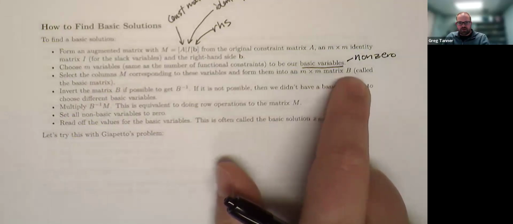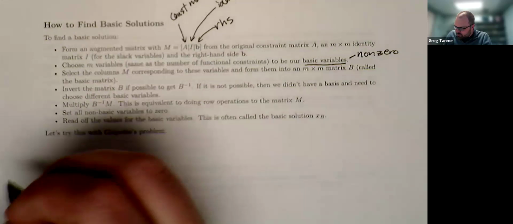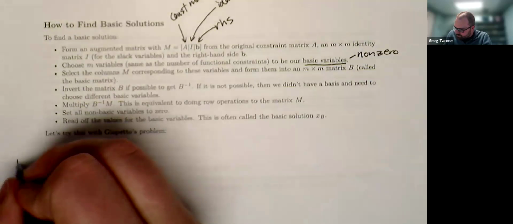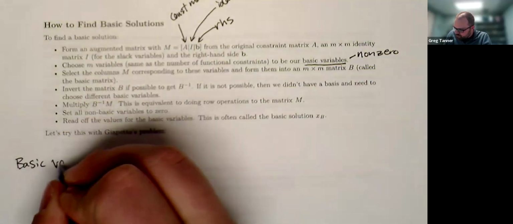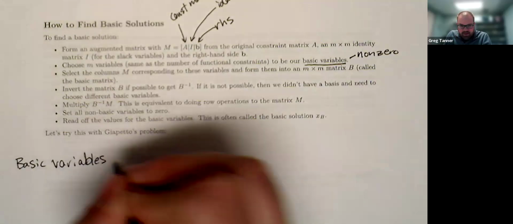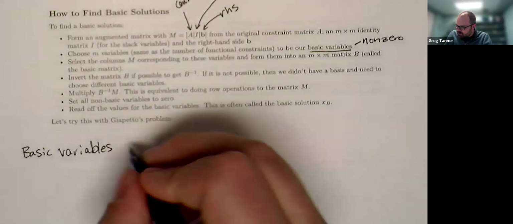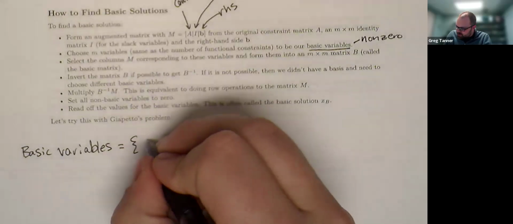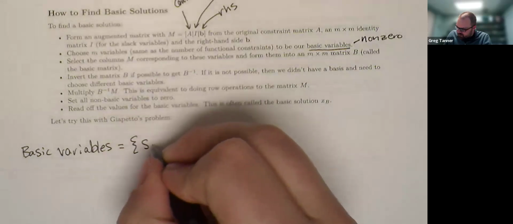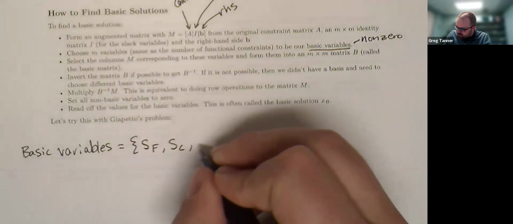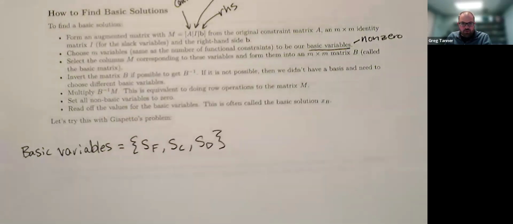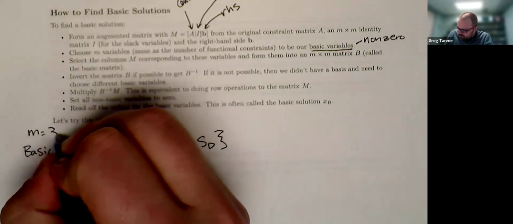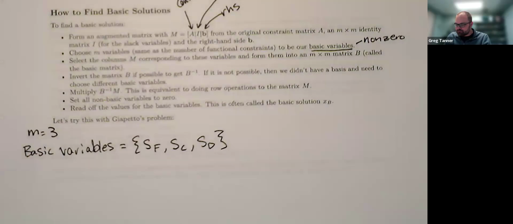Let's do this for Geppetto's problem. Here, we'll form our basis, or our basic variables. The simplest choice we can make for our basic variables is just to choose the slack variables. So I'm going to choose SF, SC, and SD to be my 3 basic variables. So m equals 3 constraints, so I choose 3 variables.